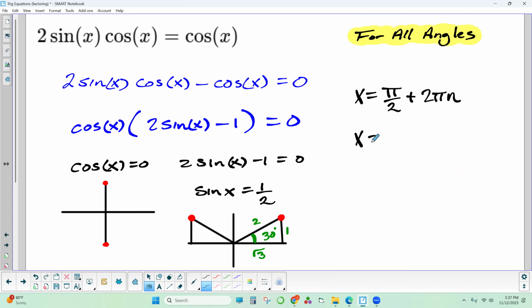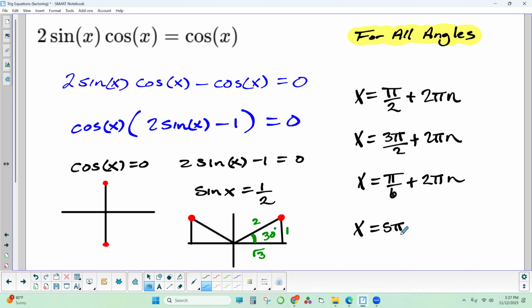Then I'm going to include 3 pi over 2 and do the same thing. Over here, I've got pi over 6 and a period of sine, 2 pi n, and 5 pi over 6 plus 2 pi n. And I am done. This covers all angles in which cosine is 0 and sine is positive 1/2. So let's look at another example.